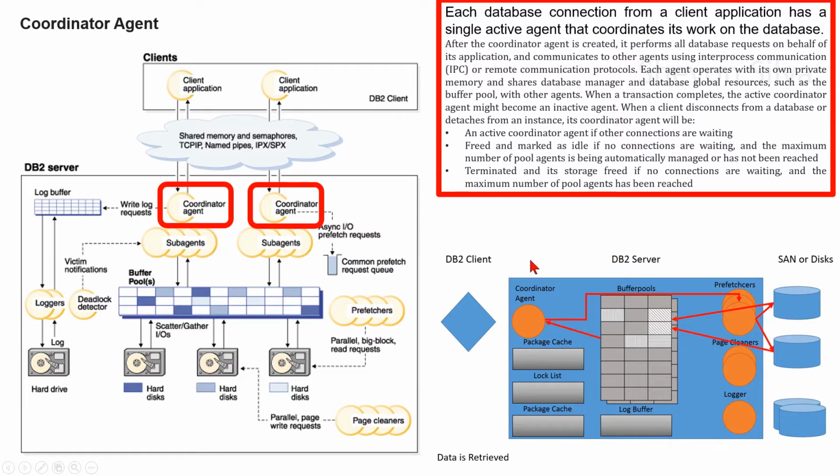To avoid the slower synchronous disk access method, the prefetchers may be triggered to read data that is predicted to be needed into the buffer pools before the coordinator agents need it. This is called asynchronous I/O.